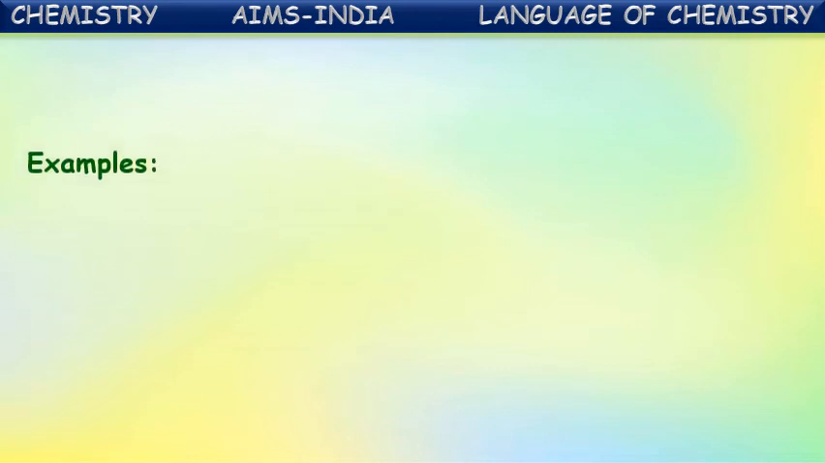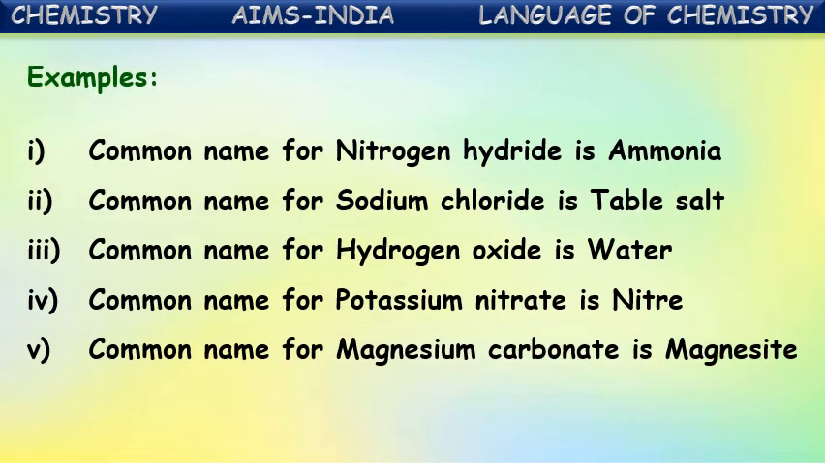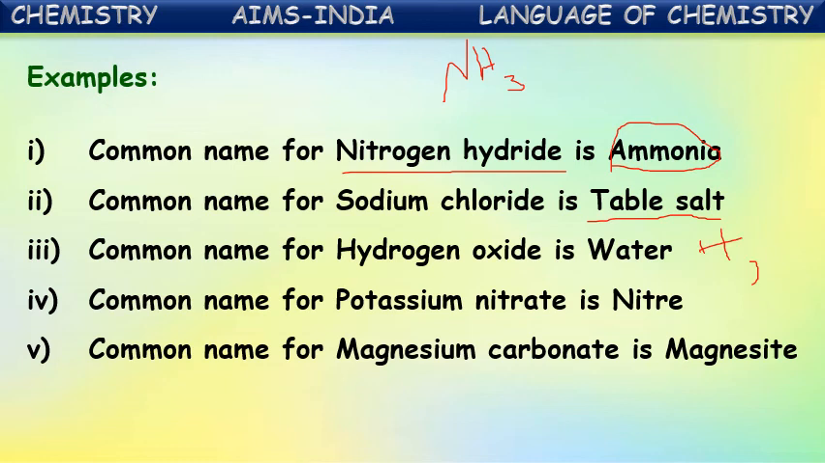Let us see those trivial names and common names for some examples. The common name for nitrogen hydride is ammonia. NH3, generally we will not write nitrogen hydride, we will read this as ammonia only. Sodium chloride, NaCl, its trivial name or common name is table salt. Hydrogen oxide means water, H2O. H2, hydrogen, O means oxide. But we will not call it hydrogen oxide. Like in our regular life, we will call that water only.